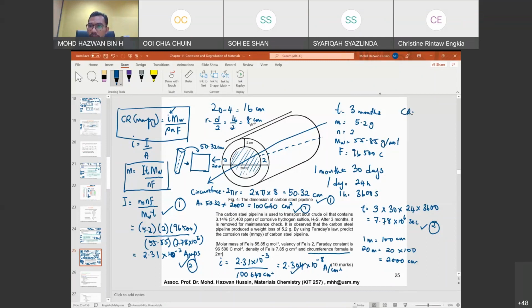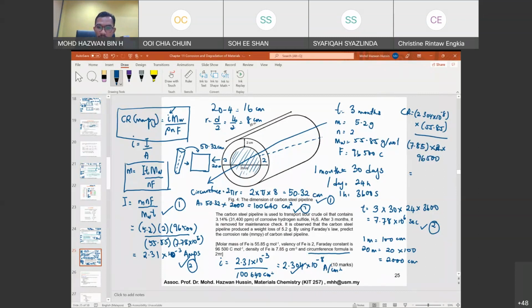Corrosion rate now is equal to, if we refer to this formula, 2.304 times 10 power of minus 8, multiply with 55.85, divide by 7.85, multiply with 2, multiply with 96,500.